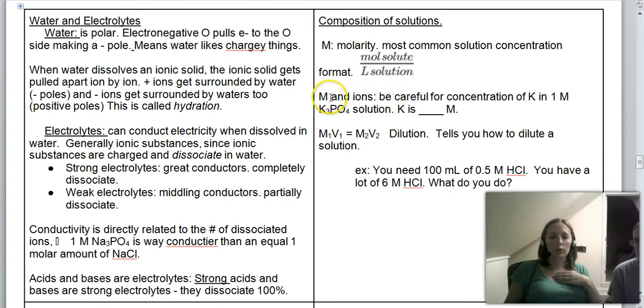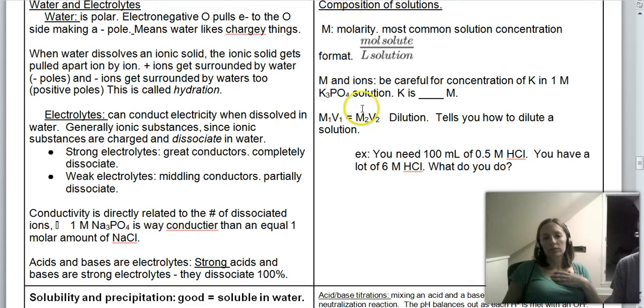And let's see, here's an example. If you're talking about the molarity of a specific ion in solution, you have to be careful, because if you have 1 molar potassium phosphate, the concentration of potassium ions, K+, is not 1 molar. It's 3 molar, because there are 3 potassiums per mole of potassium phosphate. So you have to take that into account if you get a specific question like, what's the concentration of this ion? Make sure there's not 2 or 3 of them per formula unit.